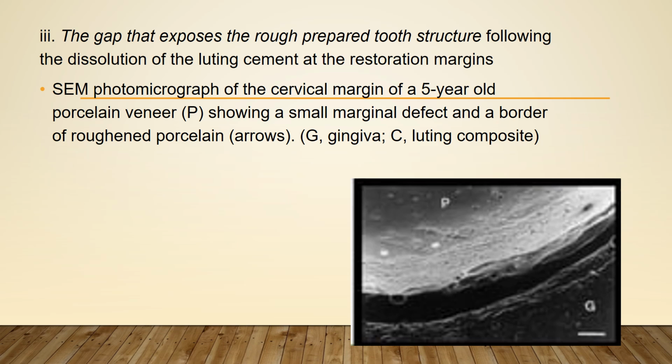The third point is the gap that exposes the rough prepared tooth structure following the dissolution of the luting cement at the restoration margins. You can see in this scanning electron microscope image a porcelain veneer showing a marginal defect and a border of roughened porcelain. This roughness, this micro gap, can favor plaque retention.